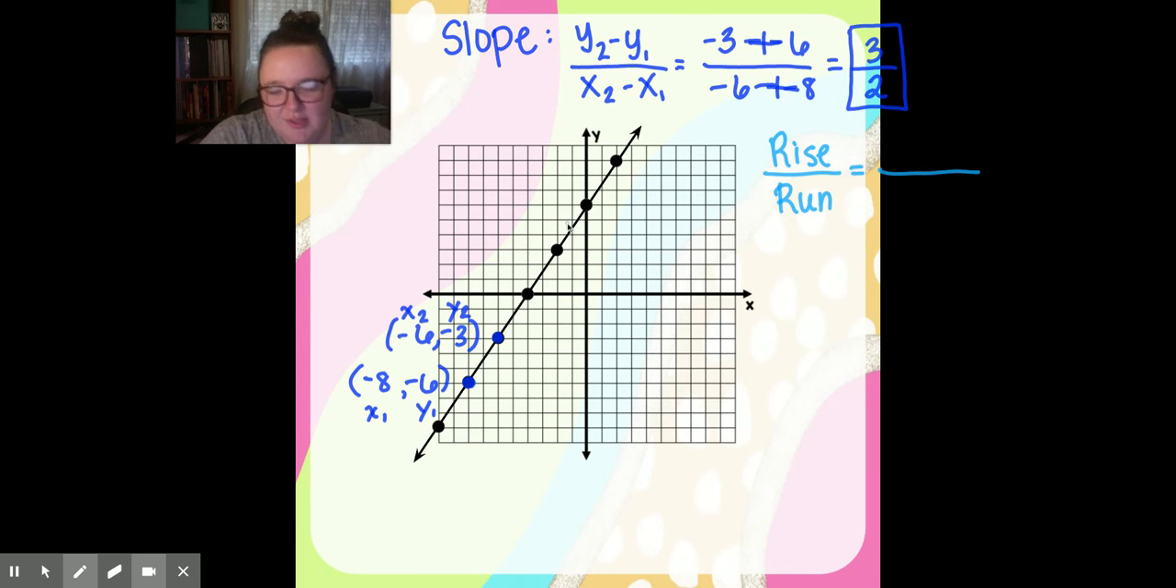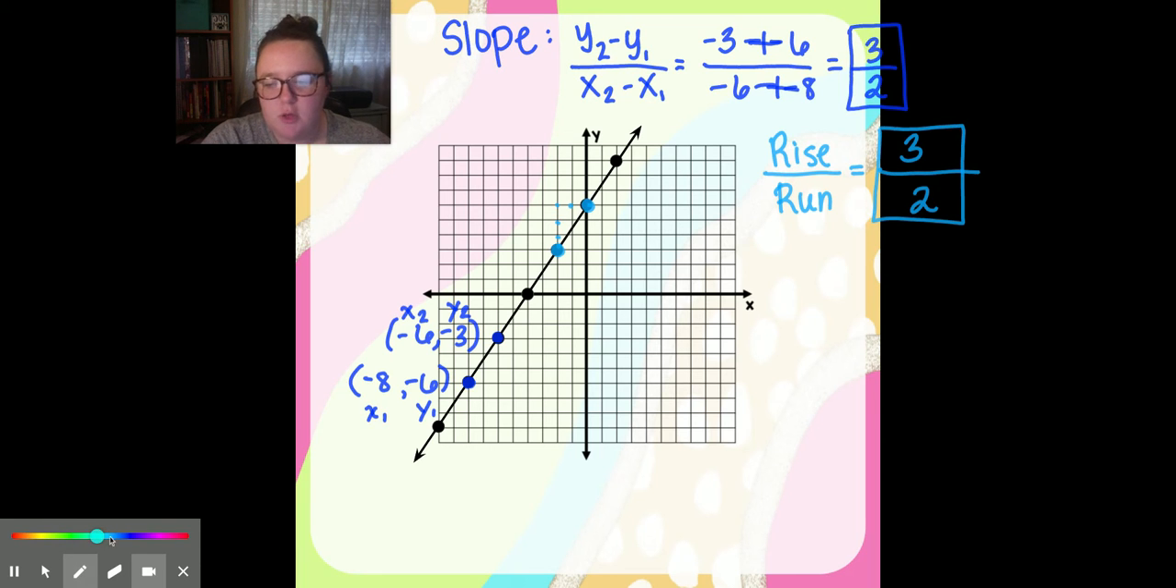If I use this point and I use this point, and I say from this point, how many do I rise up? I rise 1, 2, 3. And how much do I run? 1, 2. And I ran to the right, so I know it's a positive, so my slope must be 3 over 2. Found slope.